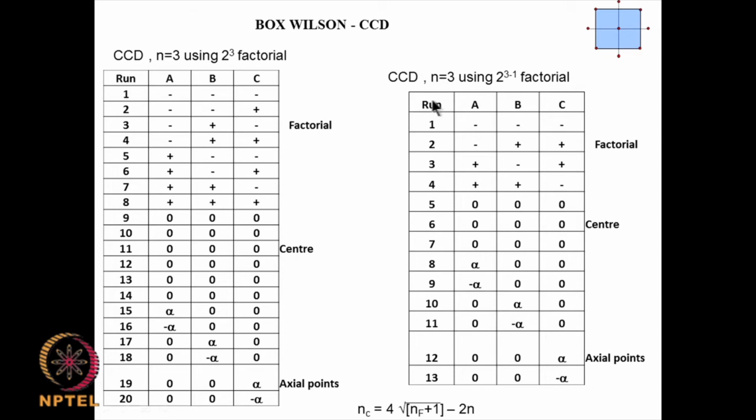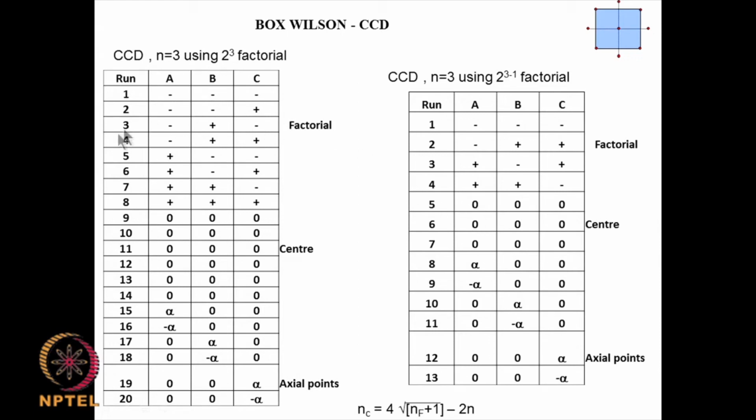We can do the same Box-Wilson, but instead of full factorial we can do a fractional factorial, that means 2 power 3 minus 1, where we are doing only 4 experiments for the factorial region, and then the remaining are the center points, and then plus alpha, minus alpha for each factor. Here we are doing only 3 center points, because according to this formula, NF here is 4. So 4 plus 1 is 5, square root of 5 is 2.236, multiplied by 4 is about 10, and then minus 2n, with n as 3 here, you end up with 3 center points.